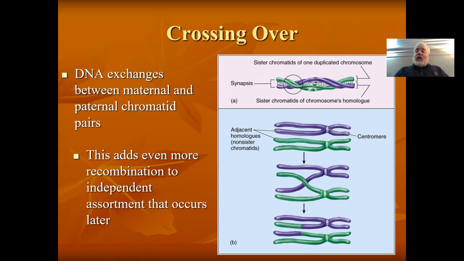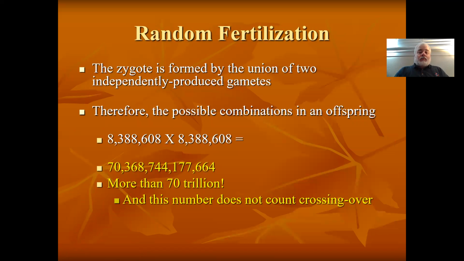When you add crossing over, it's not 2 to the 23rd. I don't even know what it is, but there might be 2 to the 2300 power, because crossing over, instead of having only 2 chromosomes or 23 chromosomes, you might have hundreds and hundreds and hundreds, thousands possibly, of different variations. And then there's random fertilization. Oh, I did have the 70 trillion here. I forgot about that. Anyway, I've already talked about the 70 trillion, not counting crossing over.